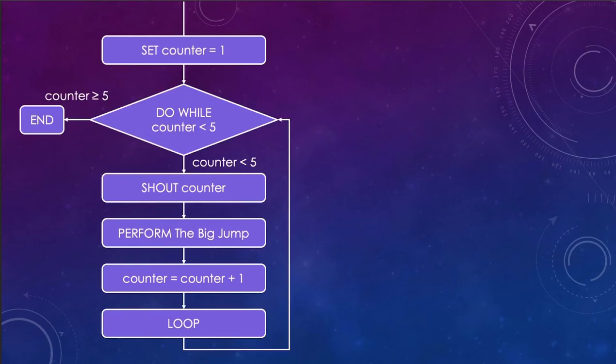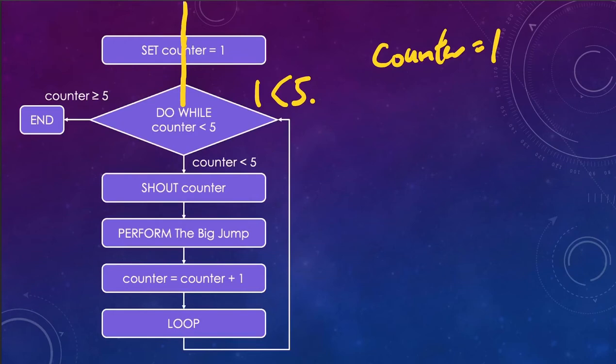Hello, now let me demonstrate to you how to process this algorithm. Remember, we have to go line by line. So let's trace the flow diagram. Now set counter equals to 1, so counter equals to 1. Now we get to the do while counter less than 5. Now 1 is less than 5, so we will go here.